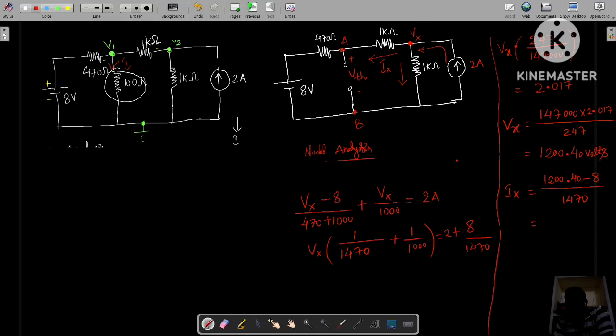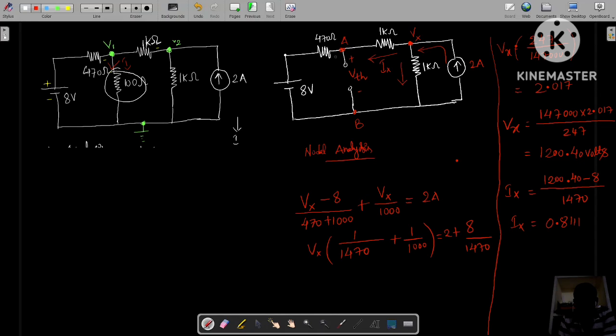Okay, now let me simplify it. 1200.40 minus 8 divided by 1470. So what will you get? 0.8111. 0.8115. Or let me do it up to 4 digits. Now what is this current? So this current is flowing through the 1 kilo ohm resistance as well as the 470 ohm resistance, because these two are connected in series as I opened this element.